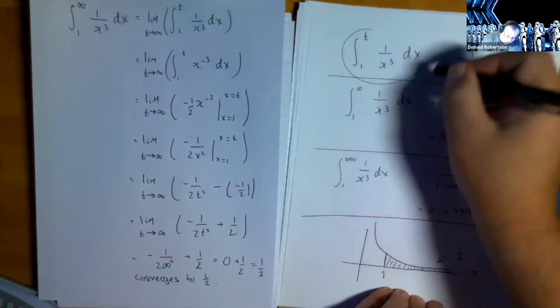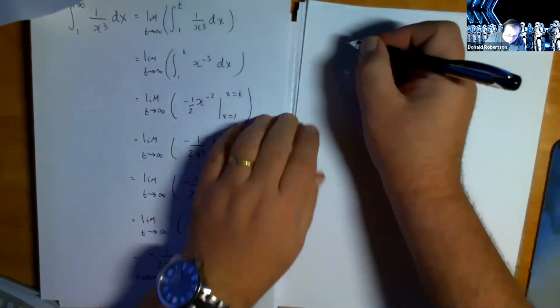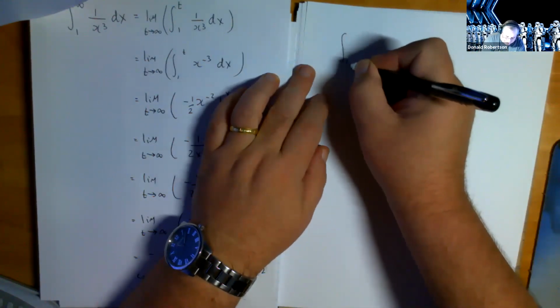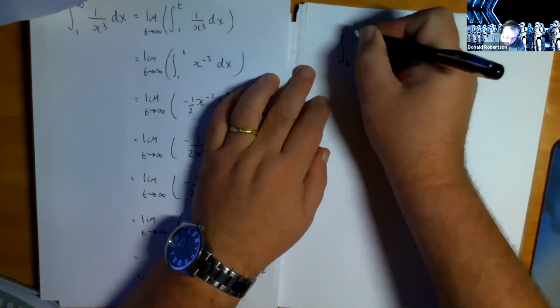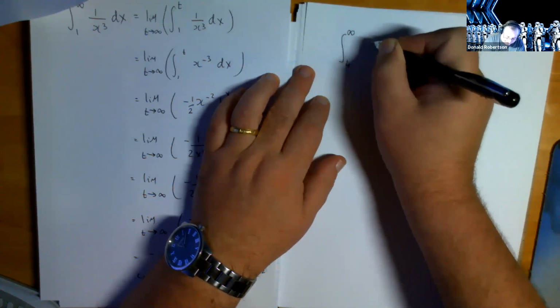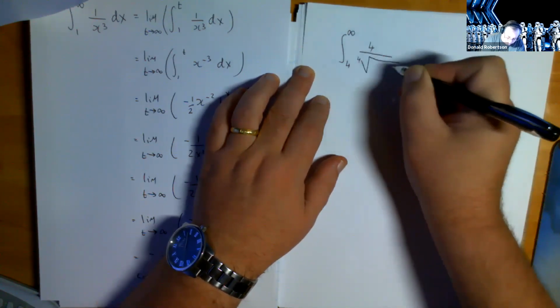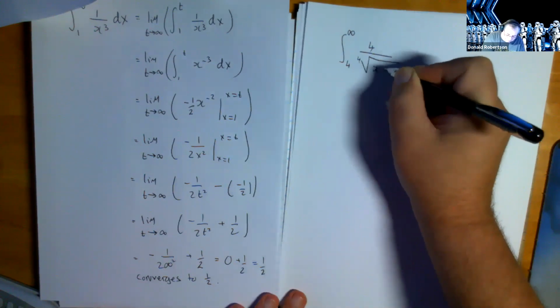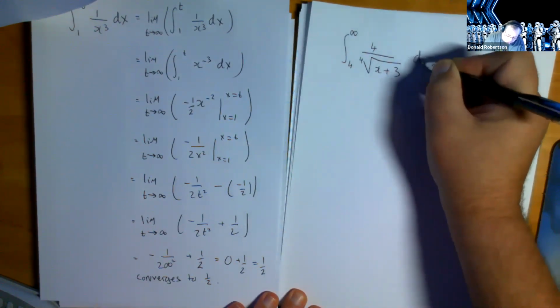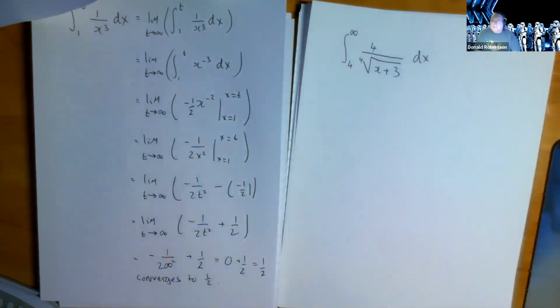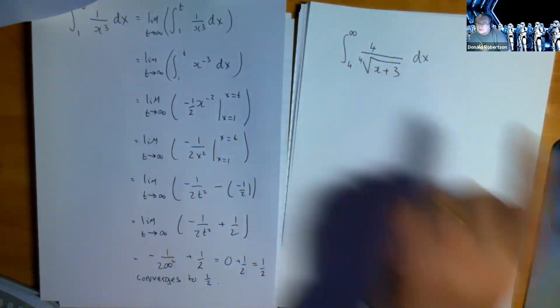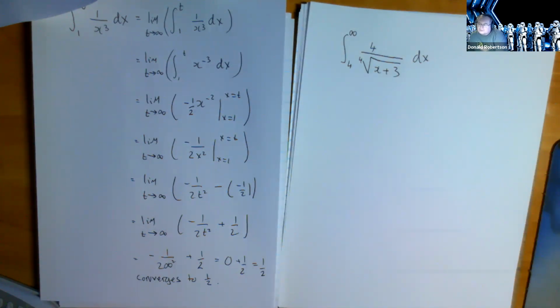So that's me done with powers. Next, I'm going to do a square root, cube root, fourth root kind of question. That one's going to represent any question that has a square root or cube root on the bottom.